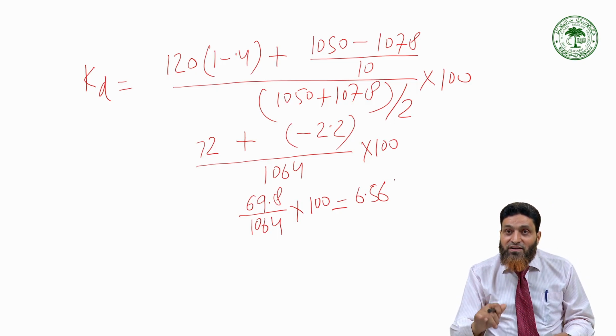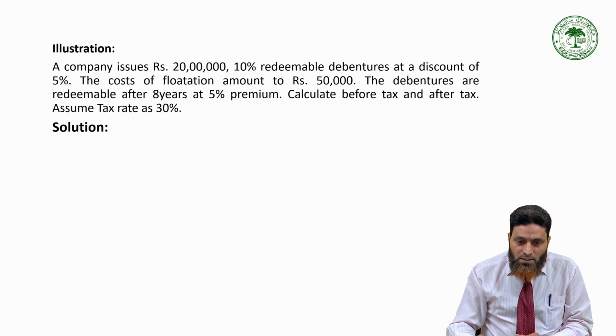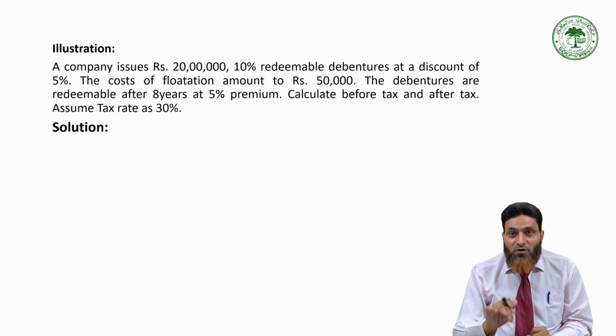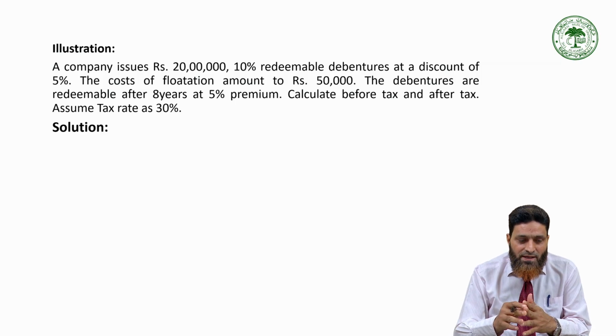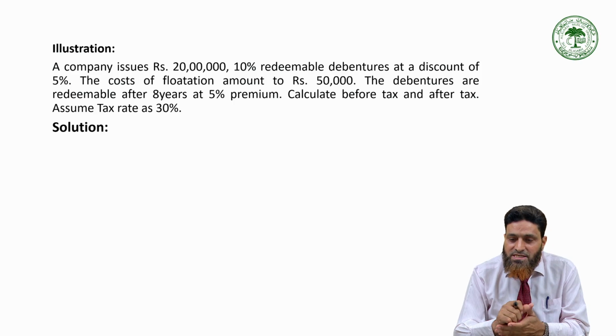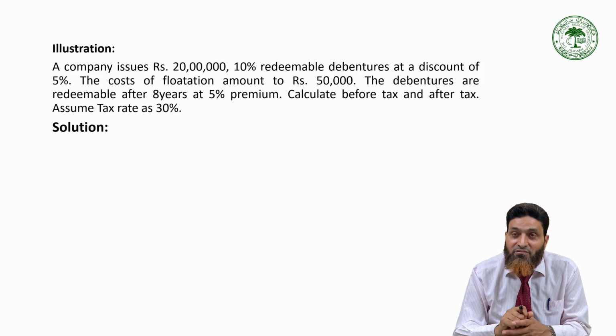So this cost of debt will be extremely important in making different decisions by the company, that you need to understand. For example, one more problem, a little bit advanced problem that you can understand. A company issues 20 lakh 10% redeemable debentures at a discount of 5%.